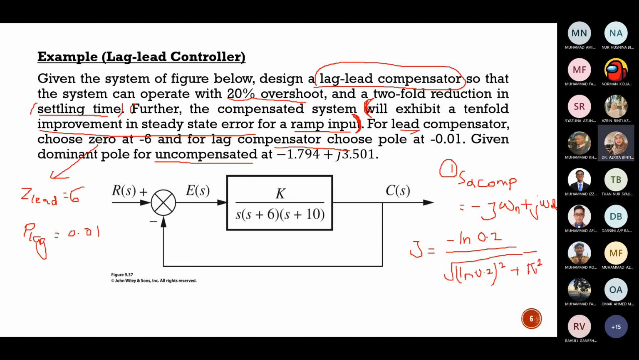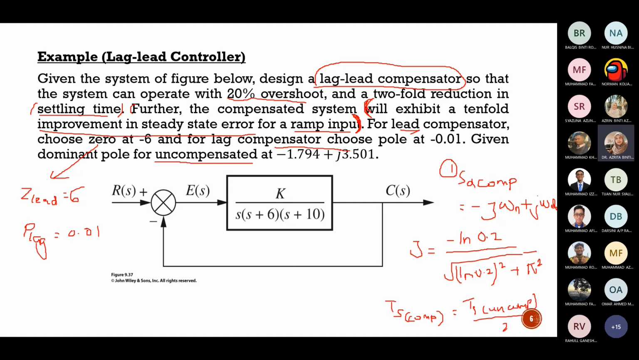Then, based on the design statement, it mentions a twofold reduction in settling time. From this statement, we will use the TS. So TS compensated, or TS desired, is equal to TS uncompensated divided by 2.